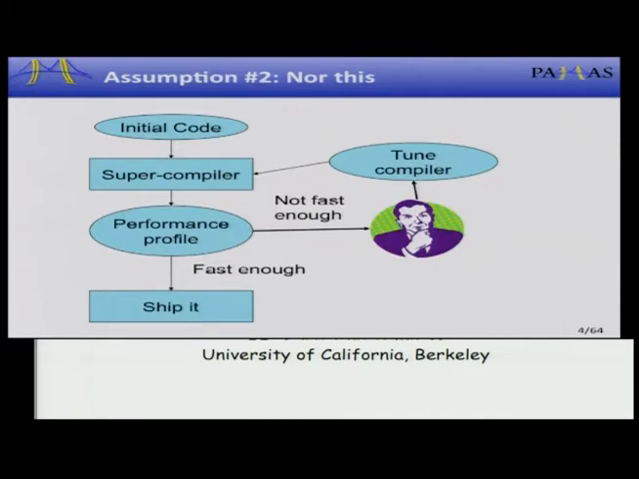So another approach. I don't know how pervasive this is, but I've certainly got friends in academia who would propose, well, the problem is your compiler. What you want to do is you take your initial code, use our super compiler, do some performance profile. If it's not fast enough, okay, just tell us where you're having problems. We'll go in, we'll tune up those optimizations in the compiler, and we'll keep going through this loop until finally it's fast enough and ship it. And the problem with this is that, after 30 years of compiler research in the field of high-performance computing, this doesn't offer much hope either.